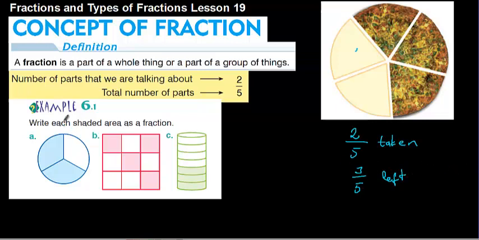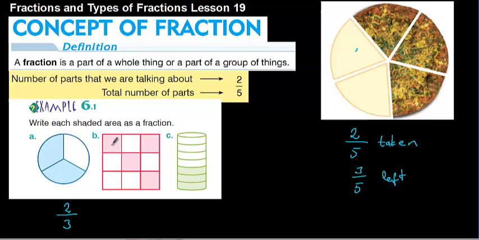Okay, here there is an exercise, and it's asking to write the shaded area as a fraction. Here we should first check for equal pieces. For the circle we have 3 equal pieces, and 2 of them are shaded. The number of equal pieces is written as the denominator, so the shaded area is 2/3 of it.